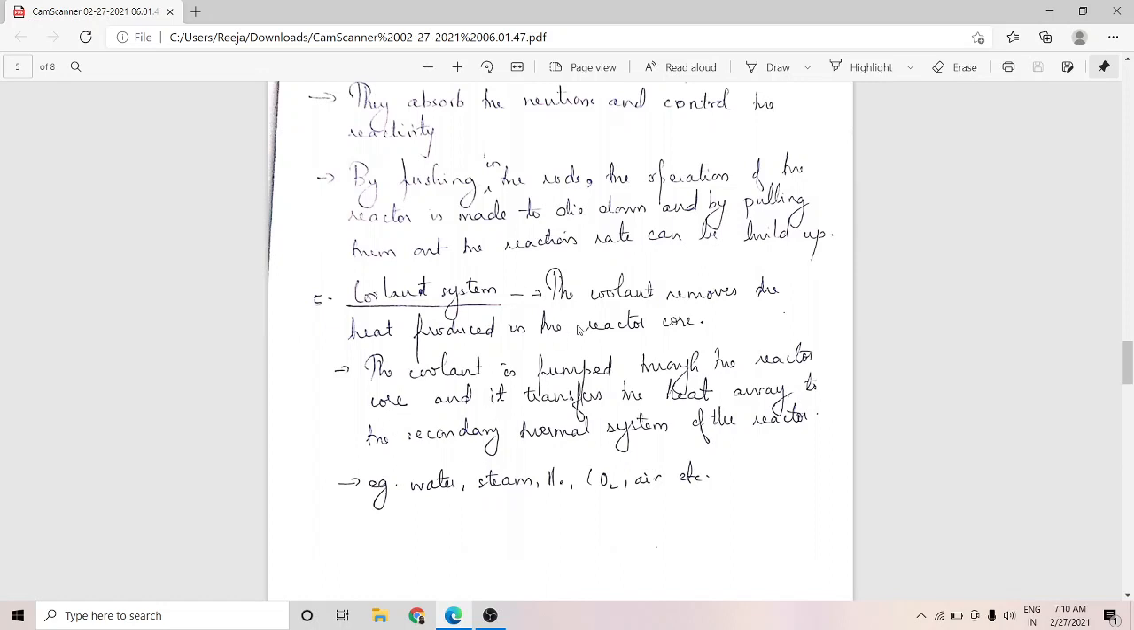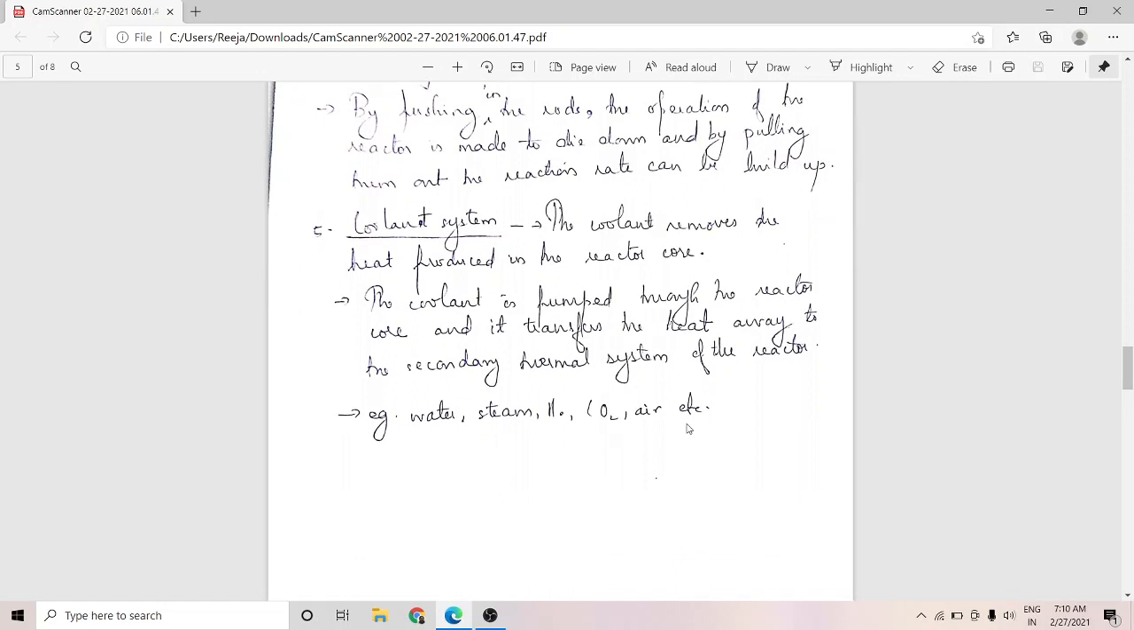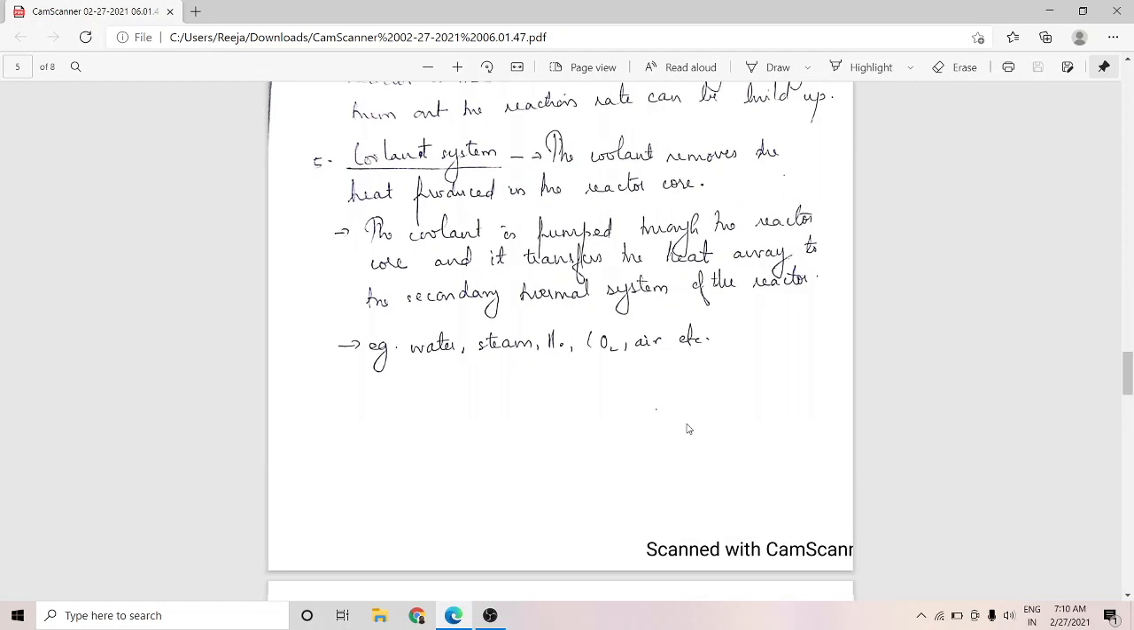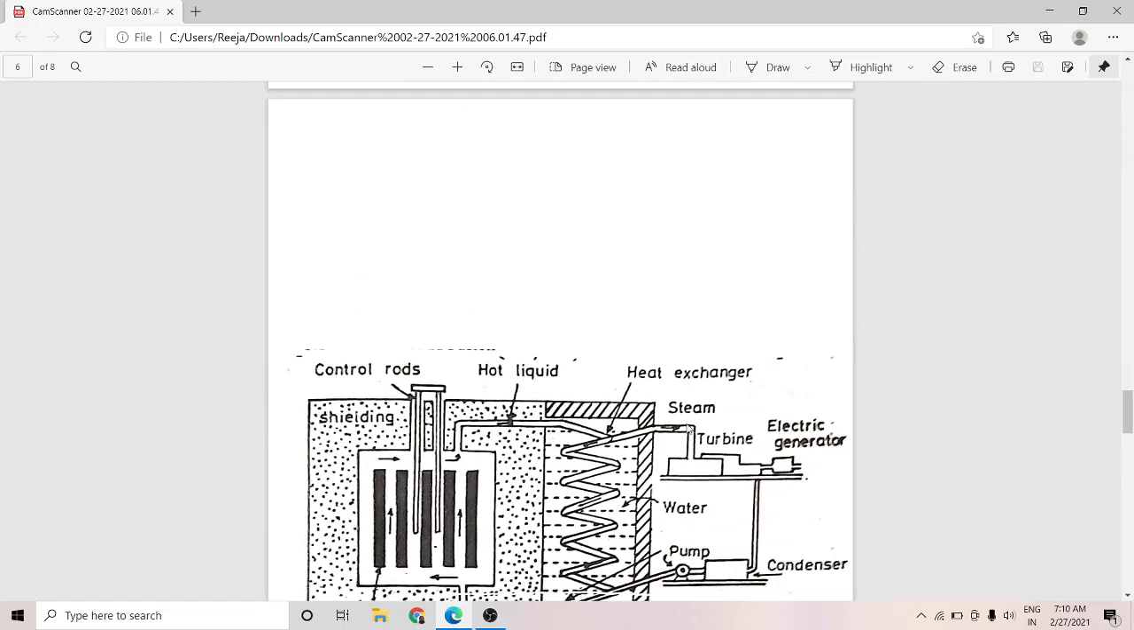Next is the coolant system. The coolant removes the heat produced in the reactor core, and the coolant is pumped through the reactor core. It transfers the heat away from the reactor to the secondary thermal system. Example, water, steam, hydrogen, carbon dioxide, air, etc.